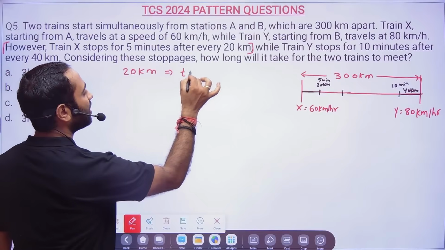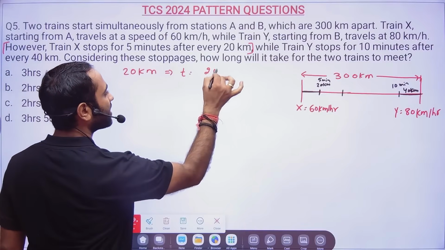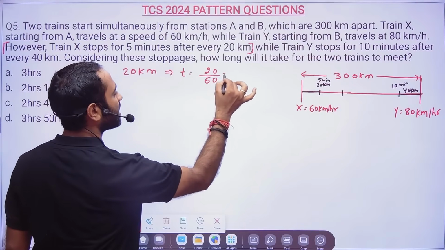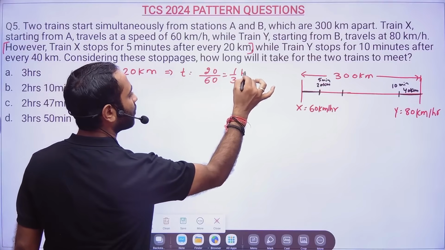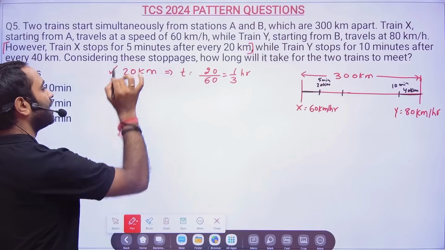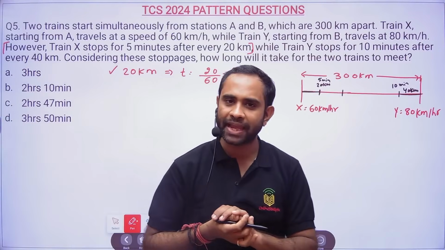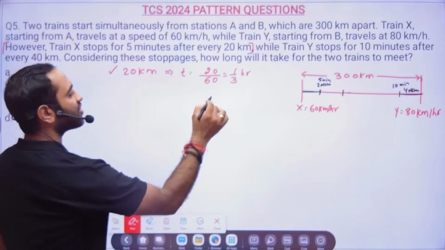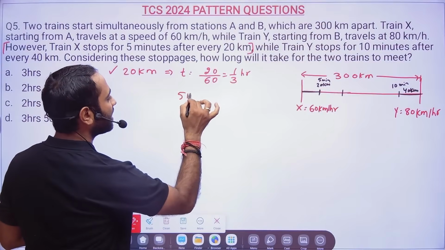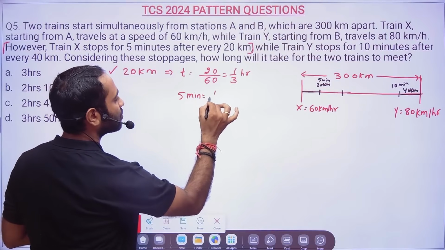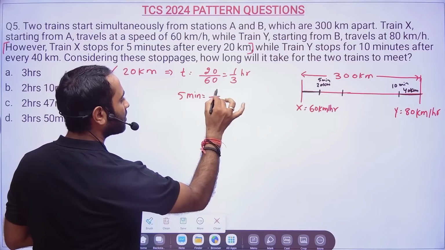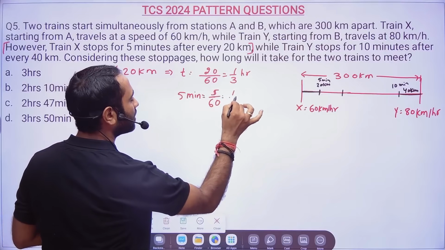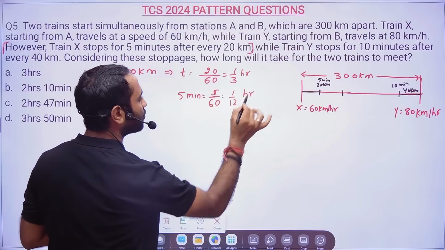Sir, time will be equal to distance by speed. So distance is 20 and speed is 60. So for 20 kilometers, they will take 1/3 hours. Correct? Okay. Now, for how much time will they stop? 5 minutes. Sir, it is in minutes and this is in hours, so I will convert it into hours. That means they will be taking 1/12 hours, right?